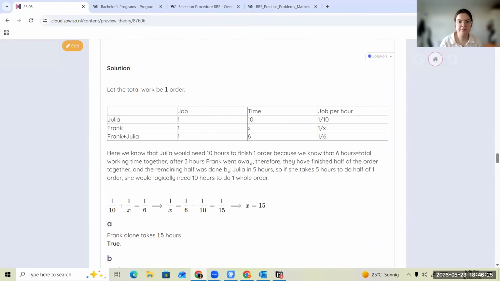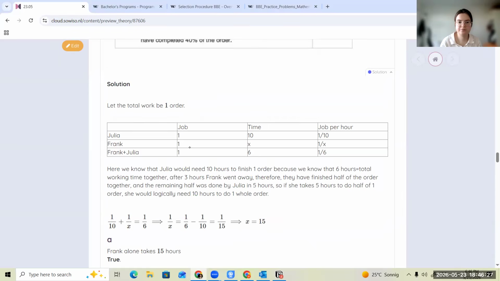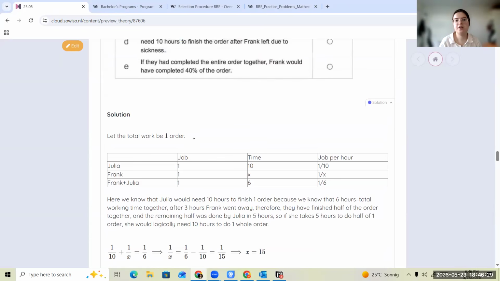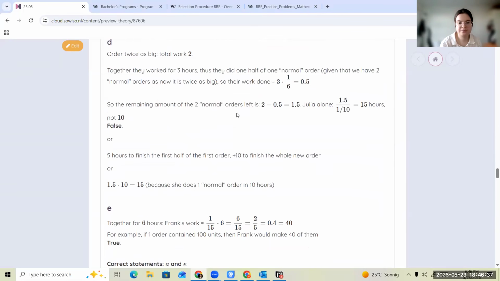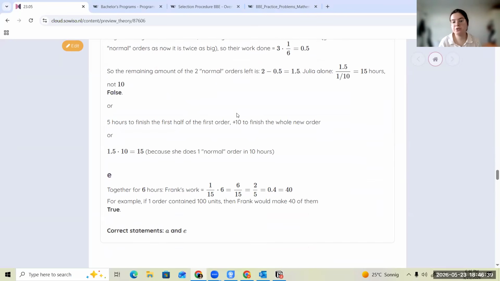Then statement E. If they had completed the entire order together, Frank would have completed 40% of the order. Let's see. So they worked together for 6 hours to finish one full order themselves. And Frank's productivity is 1/15 of the total time. So it's 0.4, 40%. Should be the percentage sign, I will change it.